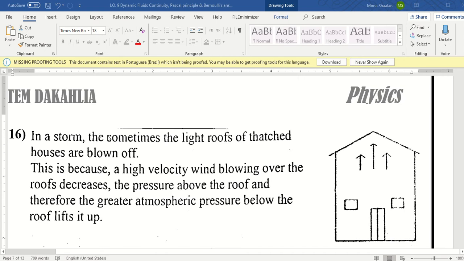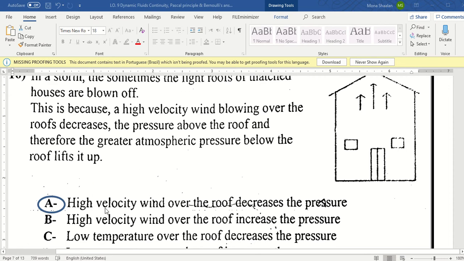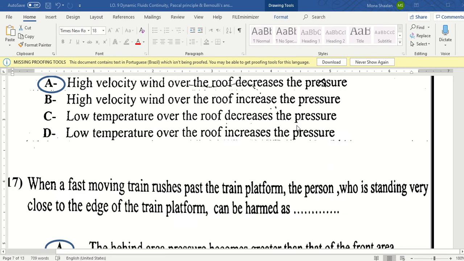Question number 3. In a storm, sometimes the roofs of attached houses are blown off. This is because a high velocity wind here will cause a region of decreased pressure above the roof, and therefore there is a greater atmospheric pressure inside the house that lifts the roof up. So there would be a high velocity wind over the roof that decreases the pressure.